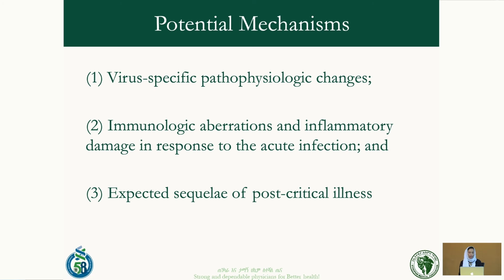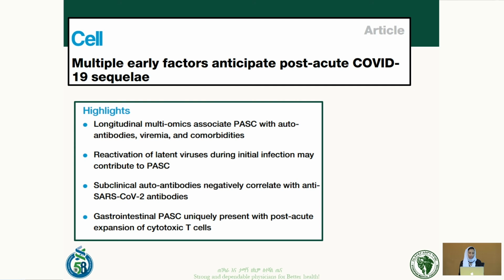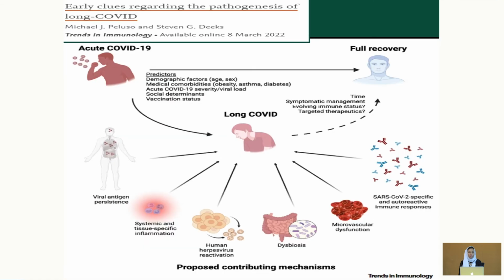The potential mechanisms are many. It can be virus specific or immunity change aberrations, which are more favored, but there can also be expected sequelae of post-critical illness. At a molecular level, a study published in Cell has shown that human herpes virus reactivation is one of the pathogenetic mechanisms. Also, if initial IgG and IgM are low during acute COVID, these patients were found to have long COVID.